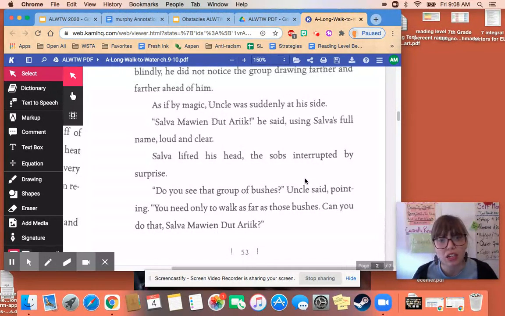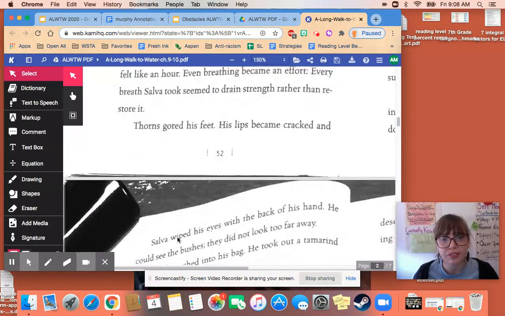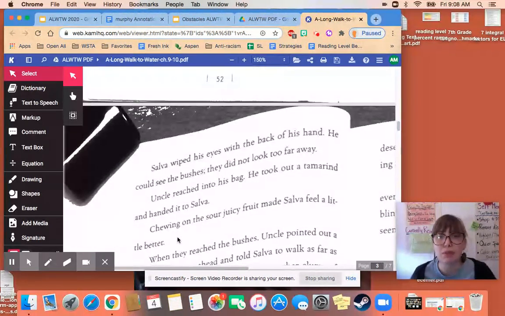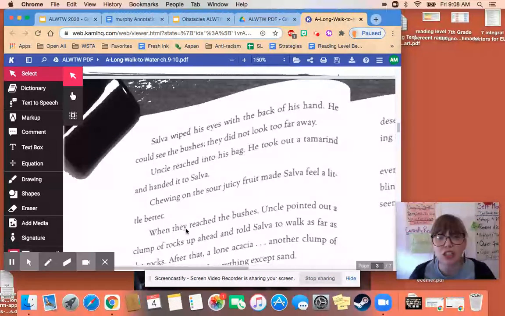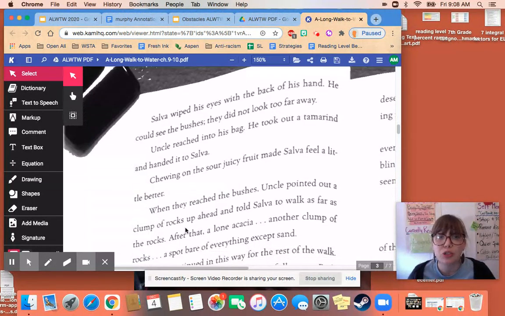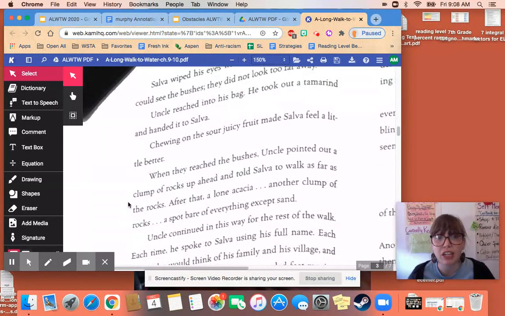"Do you see that group of bushes?" Uncle said, pointing. "You need only to walk as far as those bushes. Can you do that, Salva Mawin du Arik?" Salva wiped his eyes with the back of his hand. He could see the bushes. They did not look too far away. Uncle reached into his bag. He took out a tamarind and handed it to Salva. Chewing on that sour, juicy fruit made Salva feel a little better.